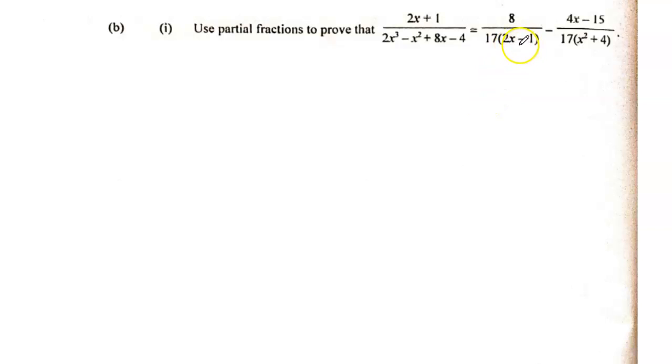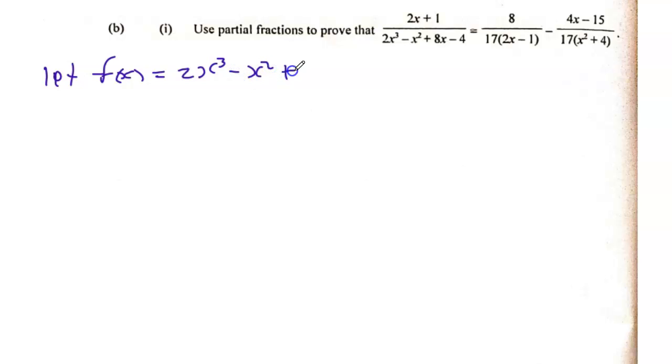Now, based on the factors that they give us in the denominator on the right hand side, let's just ensure that these are really factors of the cubic polynomial in the denominator on the left hand side. So let's just check it. Let f of x be equal to 2x cubed minus x squared plus 8x minus 4. Based on this, 2x minus 1 equals 0, which means x equals a half. So f of half should give us 0 since 2x minus 1 is a factor.